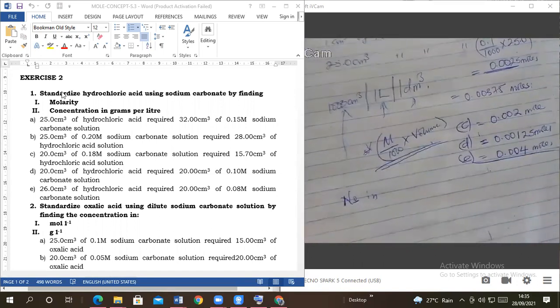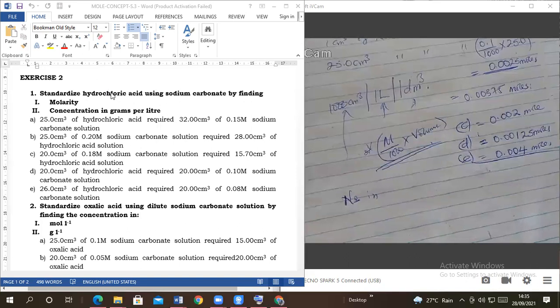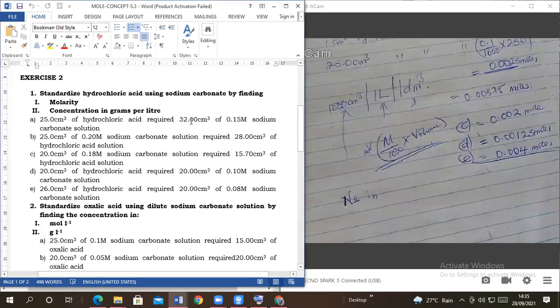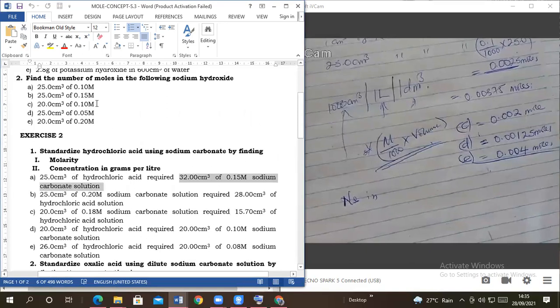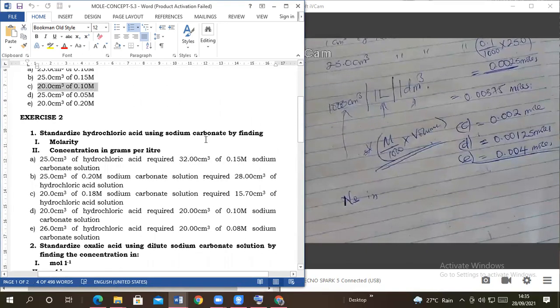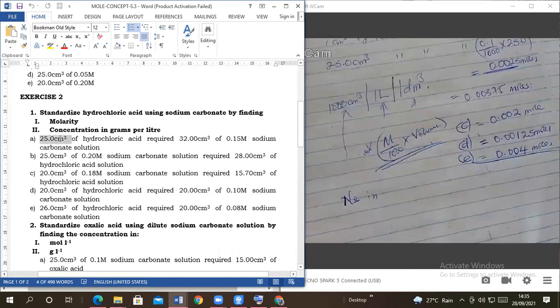So here they are asking standardize. That means if they say standardize, this word should not tease you. Meaning hydrochloric acid, everything about it is not known. You get it? They might have given you only the volume. You see this? 25 cubic centimeters of hydrochloric acid require 32 of 0.5 molar sodium carbonate. Have you seen this part? Yes. This is like the second part we have been doing here. Then this other part now, they have given you only the volume. So what is missing is the molarity of this thing.